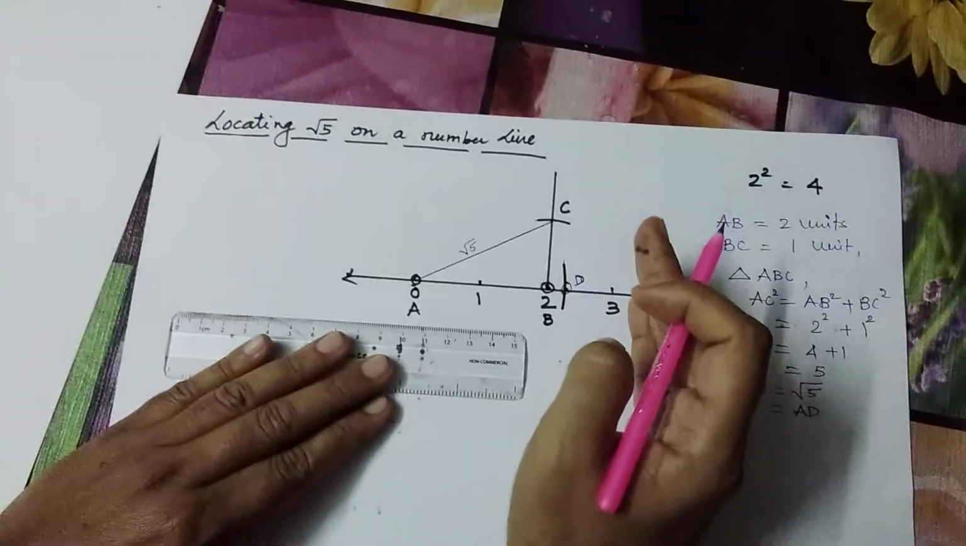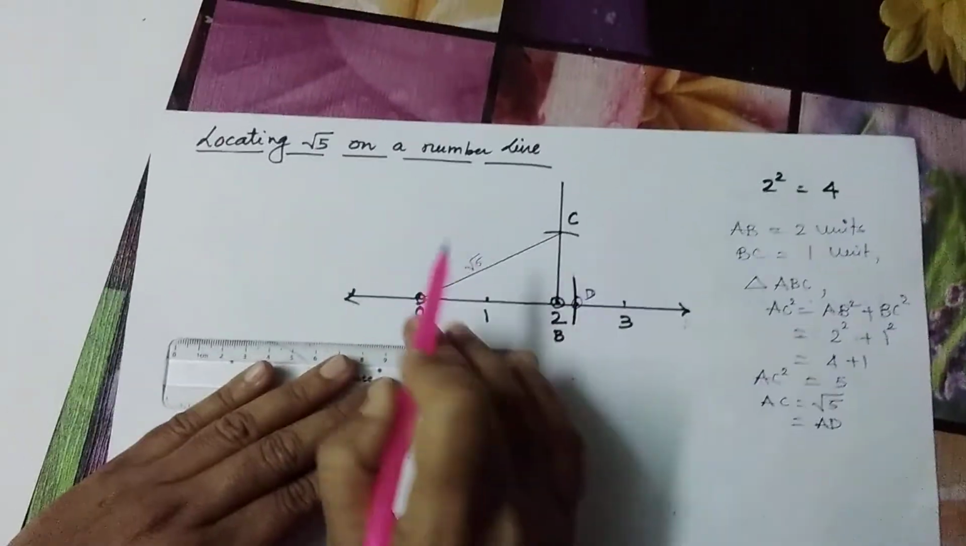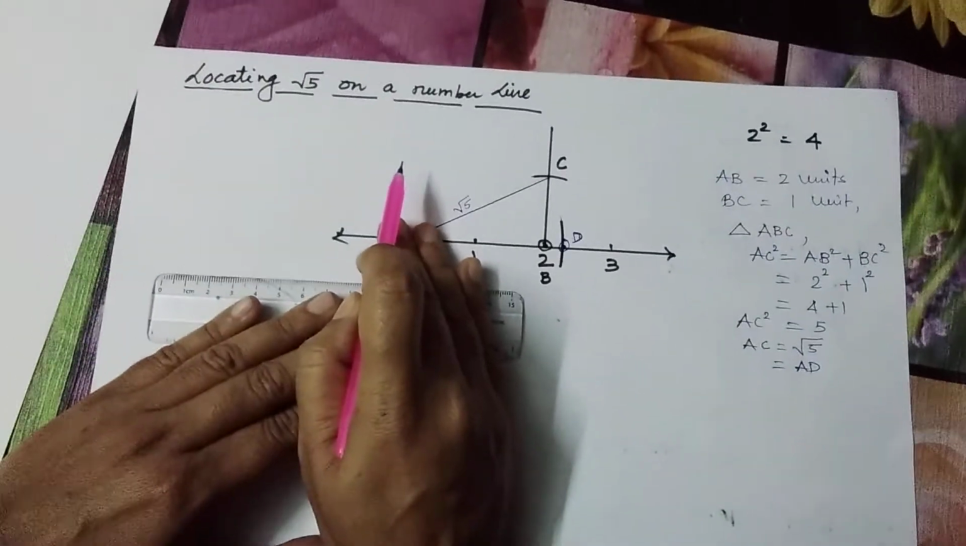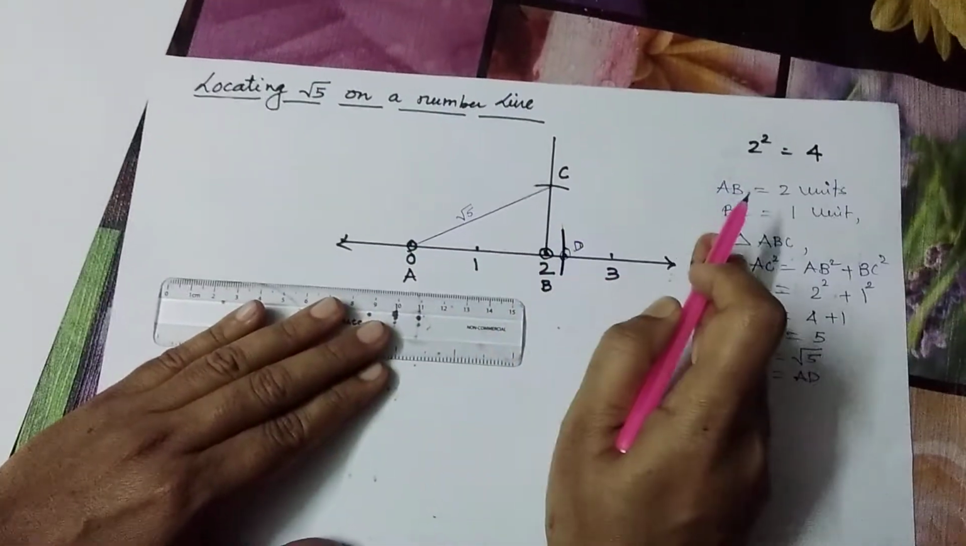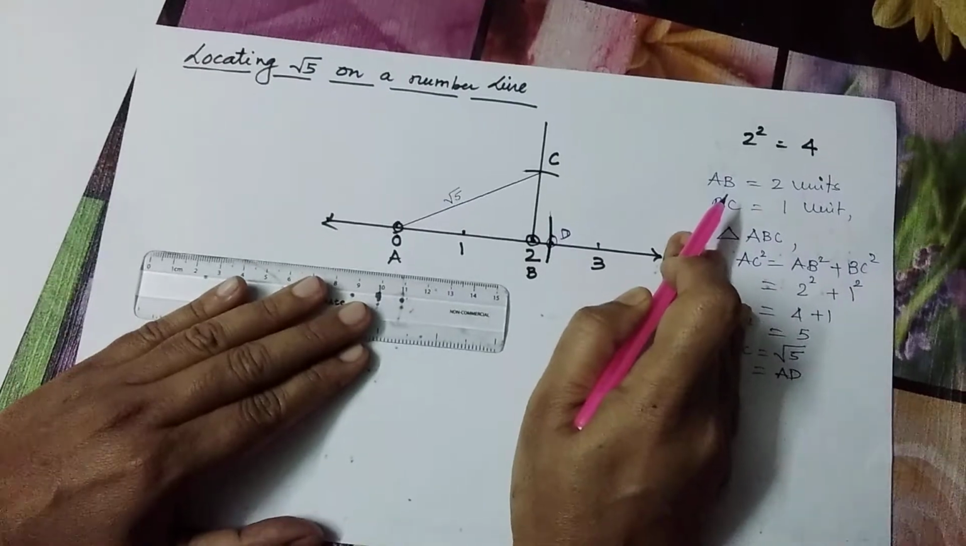So all of you should practice this and draw square root 2, square root 3 separately, square root 5, square root 6 and square root 7 on the number line in your classwork copy.